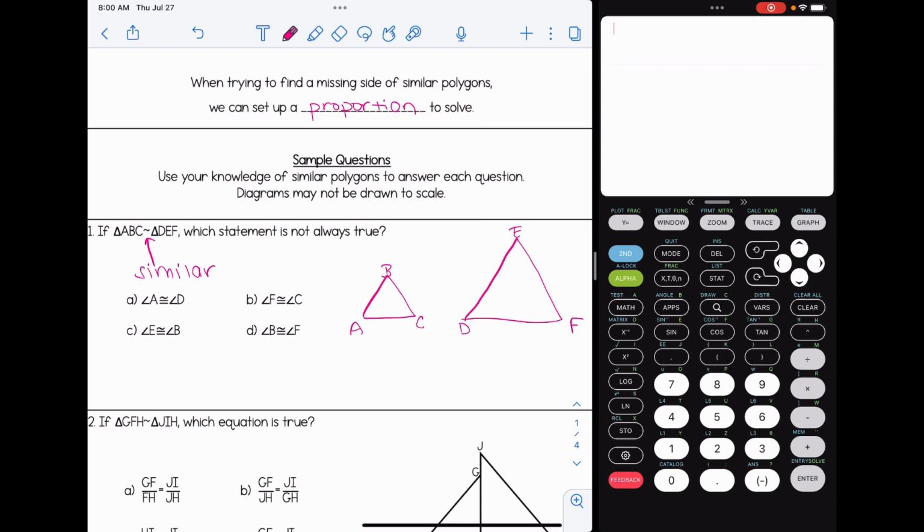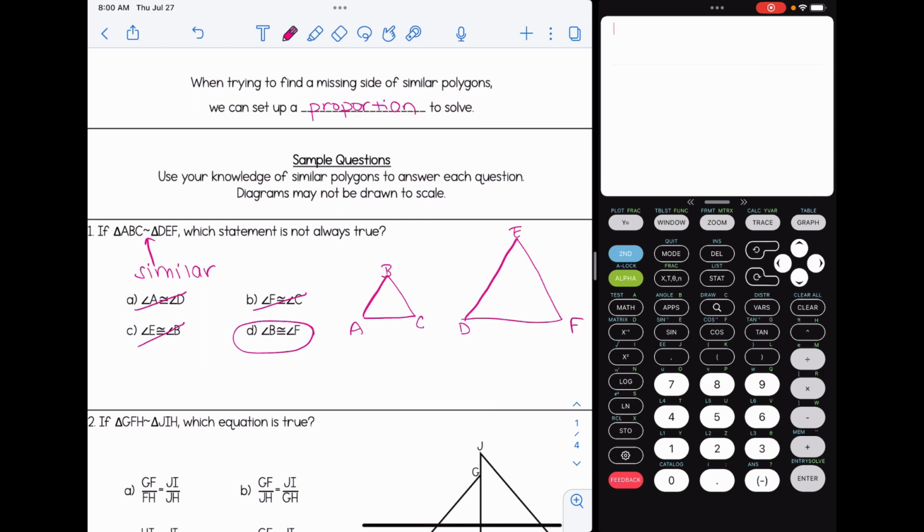All right, so if we look at this here, let's look at our answer choices. A and D are congruent. That's true because those are corresponding angles and they are congruent. B, F and C are congruent. Those are also corresponding angles, so they must be congruent. C, E and B, that works as well. But choice D doesn't. B and F are not corresponding angles, so they are not necessarily congruent, and that is our correct answer.